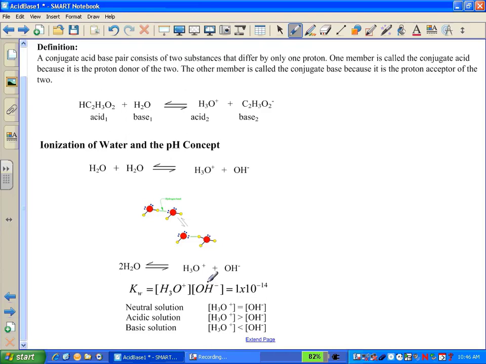So if you've got something that's really basic, like very high on the pH scale, the concentration of hydroxide is going to be very high, and that's going to force the concentration of the hydronium ion to be very, very small, okay, because these always multiply to 1 times 10 to the negative 14.